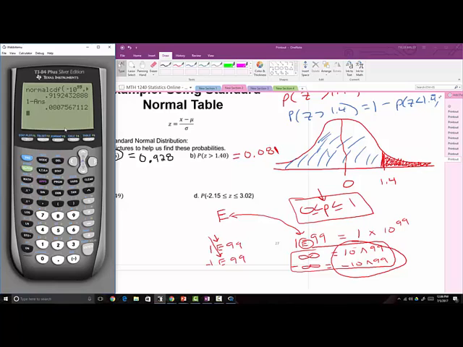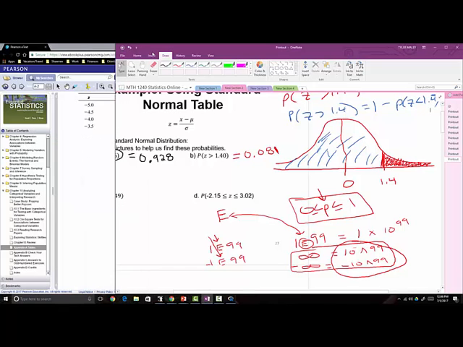In fact, if you were doing this in R, you would have to use this as your command, right? So let me show you how to do this using R.